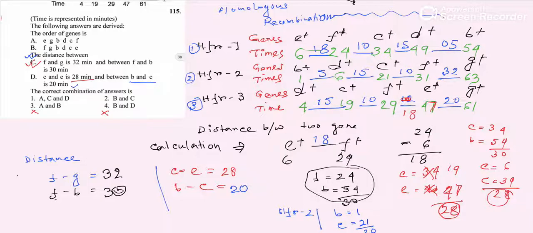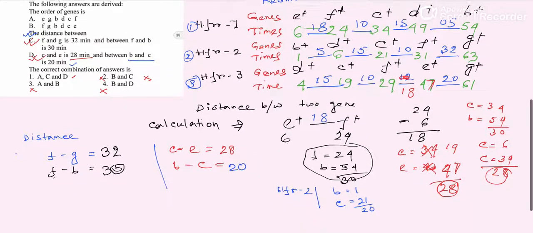So the two options are already right. So C and D both are correct. C and D are present only in option number 1. So B and C also, so option 2 is also discarded. So only one option remains, but we have to calculate the gene order.